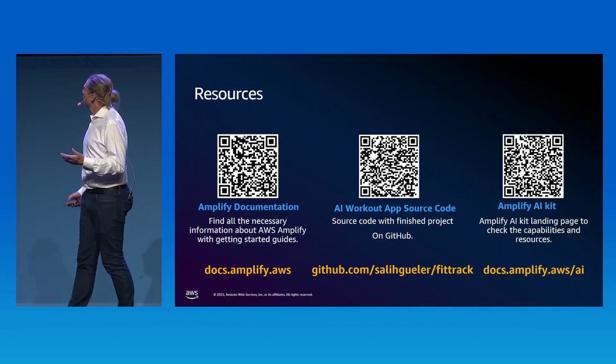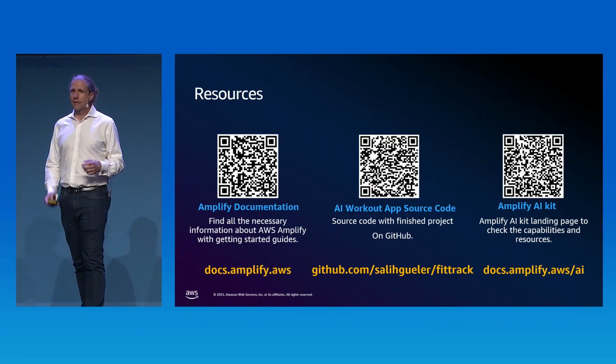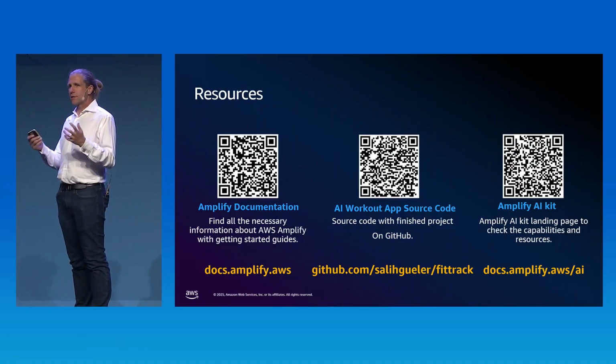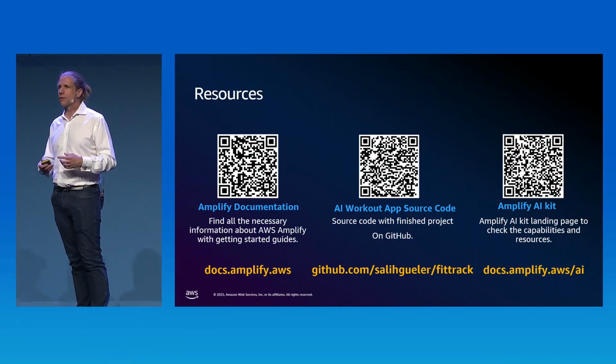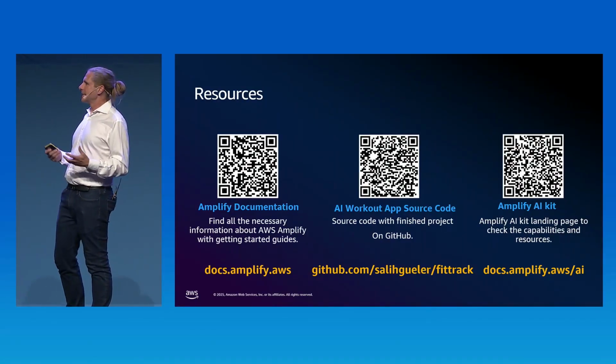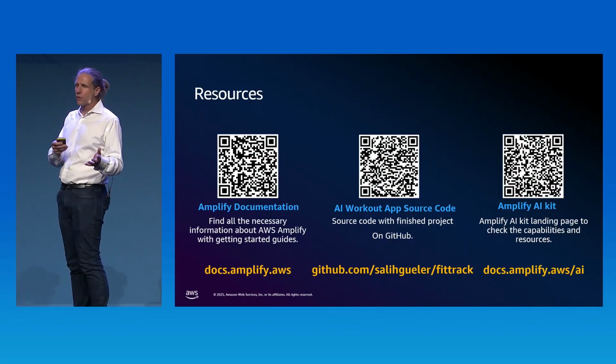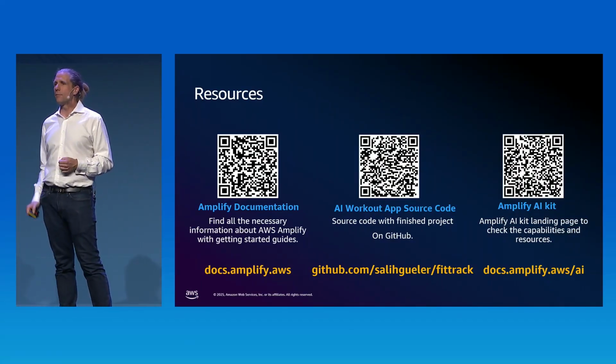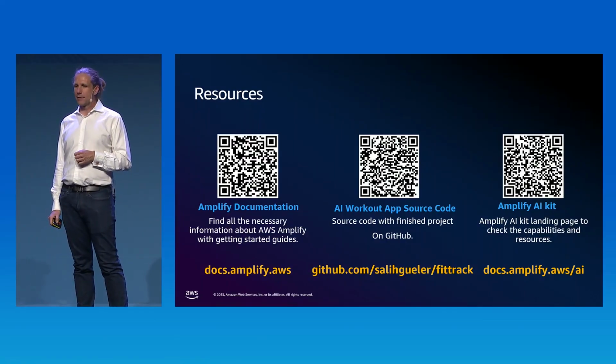Ricardo mentioned the middle one, which is the AI Workout app source code. This is available on GitHub. Give it a try. It's a great way to explore this use case and also delve into the code. And then you can also conceptually expand it and see how the CDK part works, how the Amplify part works, how the front end works, how the back end works, and that can hopefully spark your mind to get some more ideas.